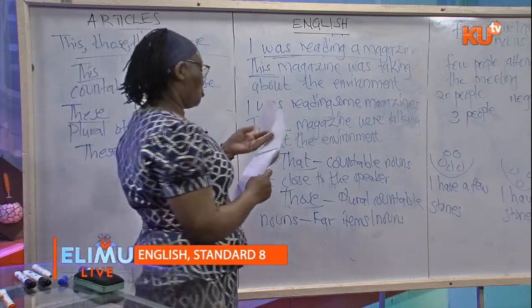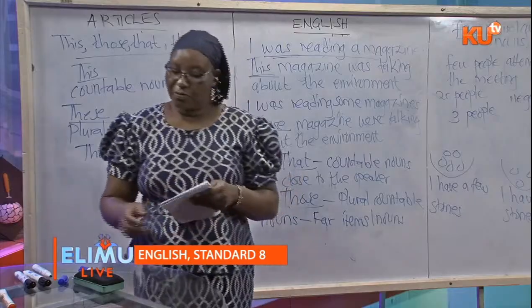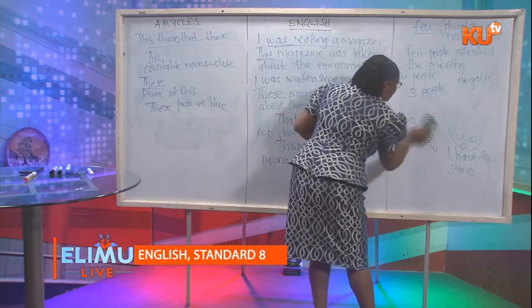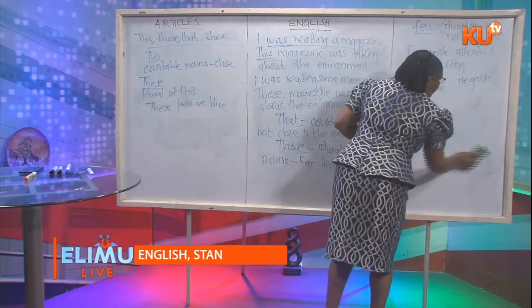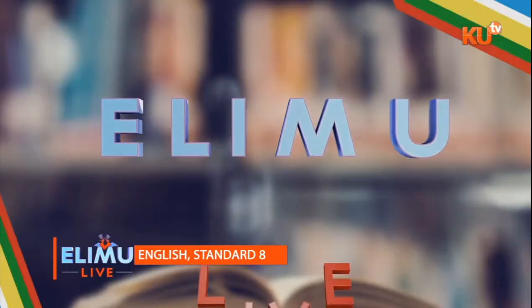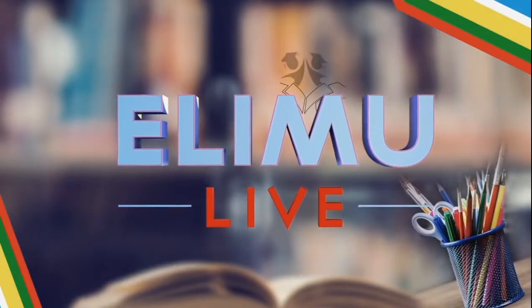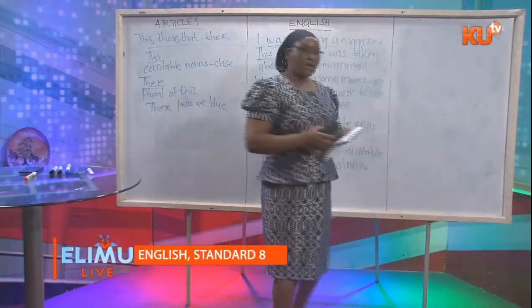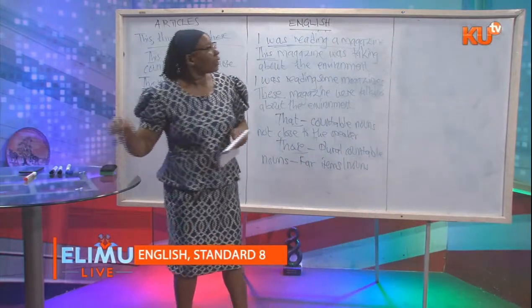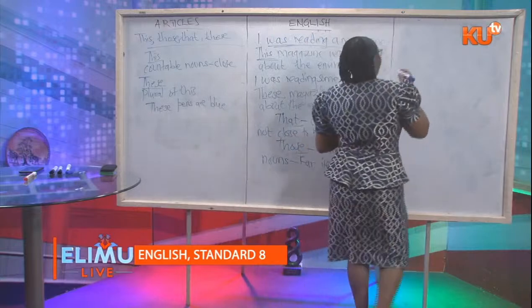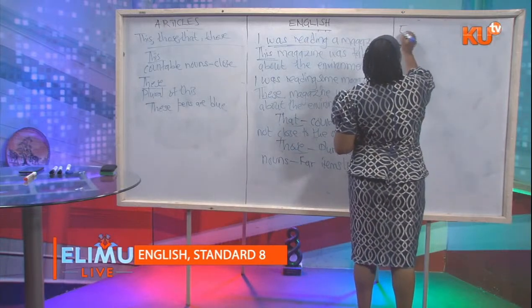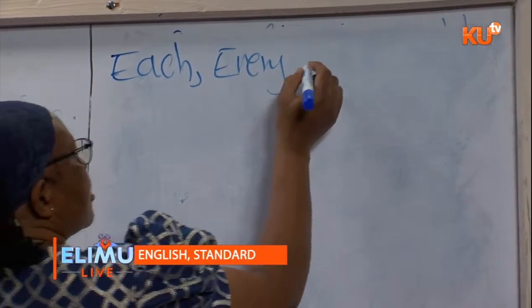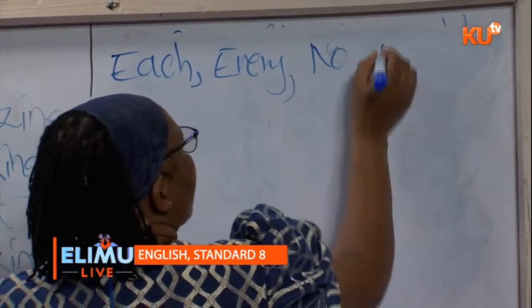Then we move on to another group of determiners, and that group is the use of determiner each, the use of determiner every, and the use of determiner no and other. So each, every and no and other.